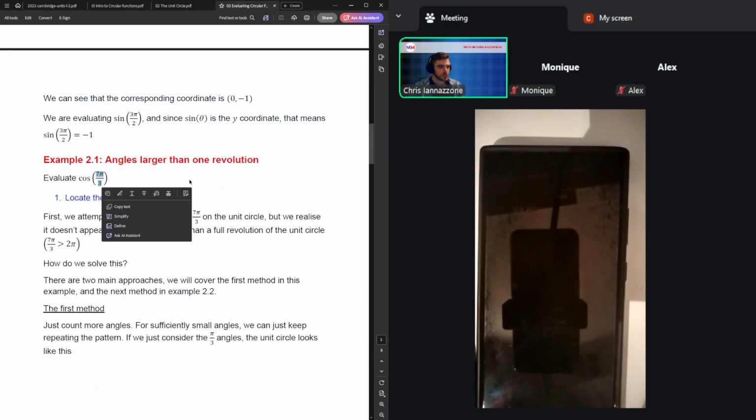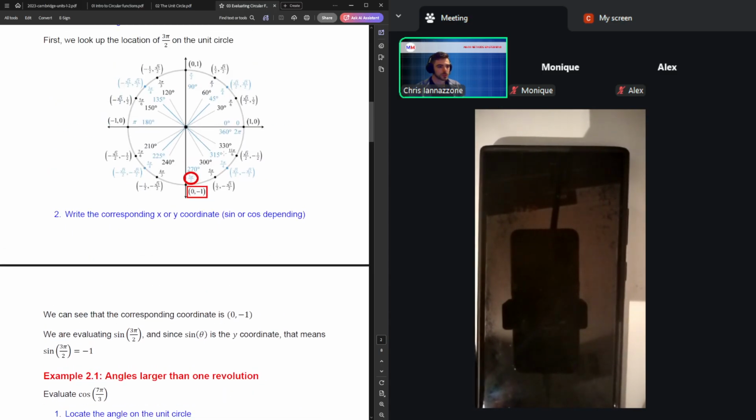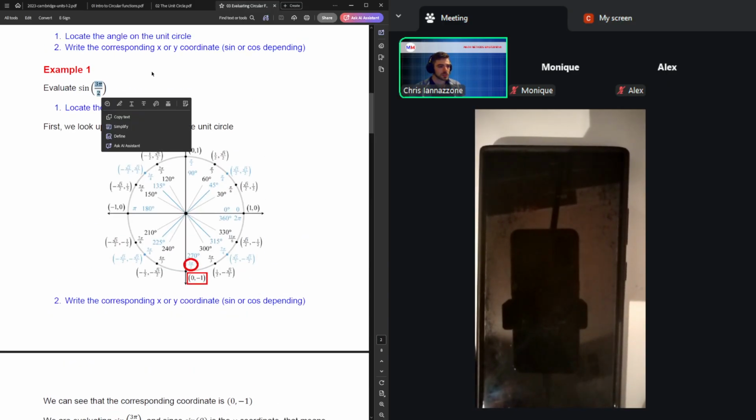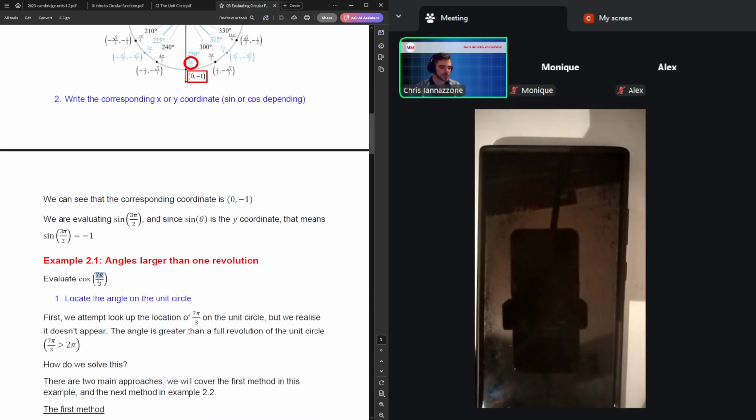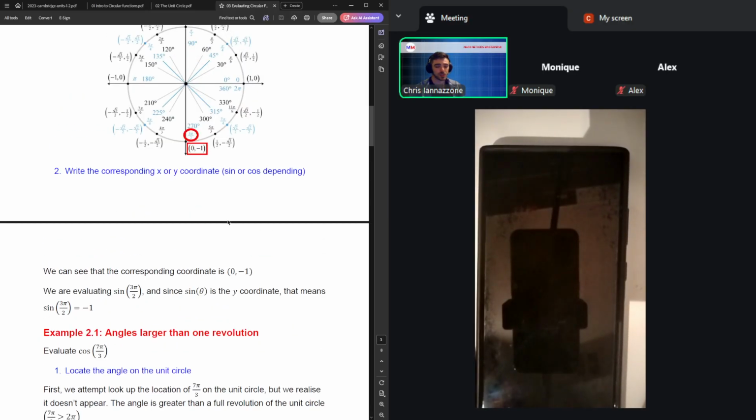Now, one of the complications here is that you might have an angle larger than 1 revolution. For example, 7 pi on 3 is bigger than 2 pi. You will not see 7 pi on 3 on this unit circle. These questions are quite simple. You're just looking where is it on the unit circle and then just writing out the x or the y value.